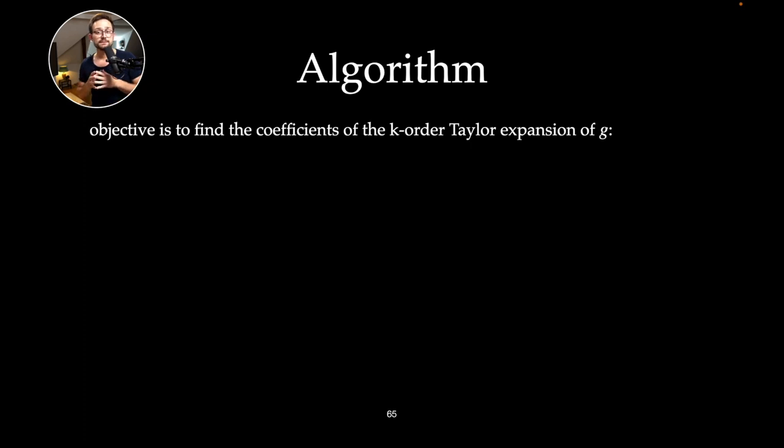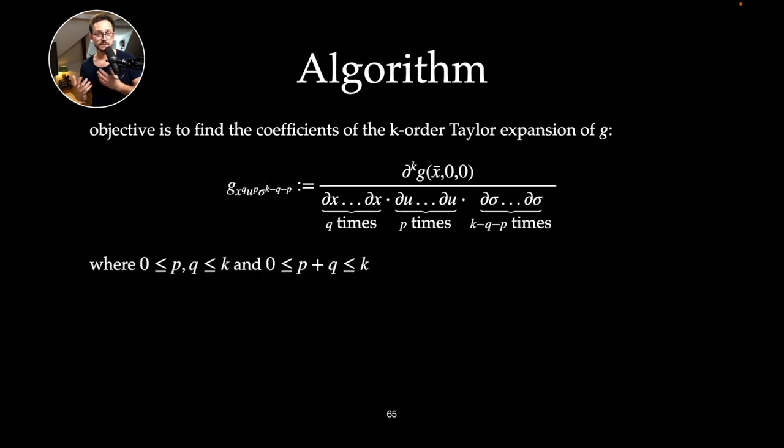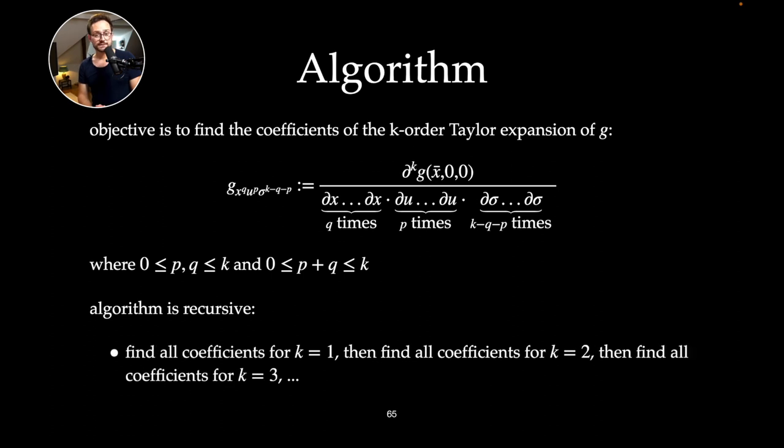So the objective is to find the coefficients of the k-order Taylor expansion of g, with respect to a number of x's, a number of u's, and a number of sigmas. And the algorithm is recursive. First we start with the first order approximation and find all coefficients: gx, gu, g sigma. Then we find all coefficients of order 2: gxx, gxu, gx sigma, guu, gu sigma, g sigma sigma. And then we go ahead and find all coefficients of order 3, so gxxx, gxxu, etc., okay?